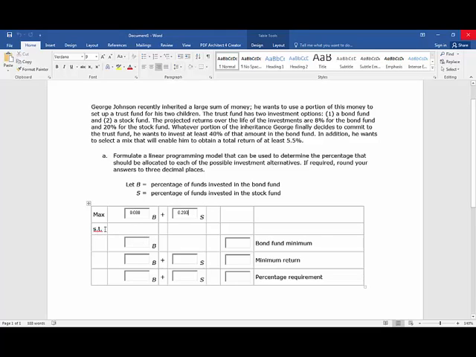And then subject to, that's what the S.T. stands for. 3 constraints in addition to non-negativity. So 3 structural constraints. The bond fund minimum, so they go ahead and label them for us, which is pretty nice. There's a minimum return and then a percentage requirement. So the bond fund minimum, we're saying we want, what's it say up top? He wants at least 40% of what he invests in the bond fund.